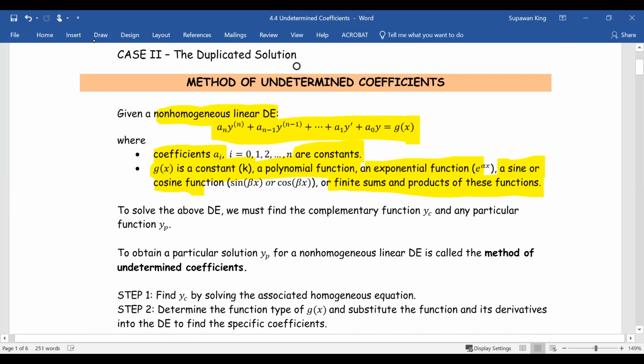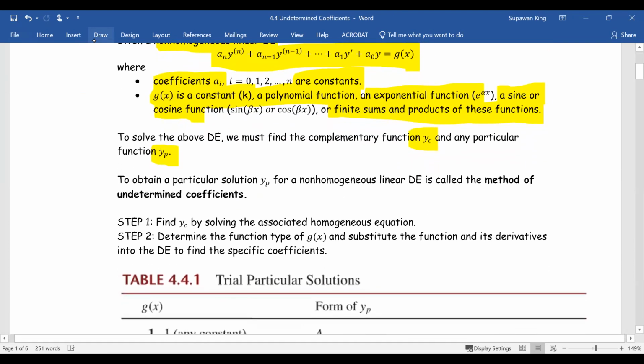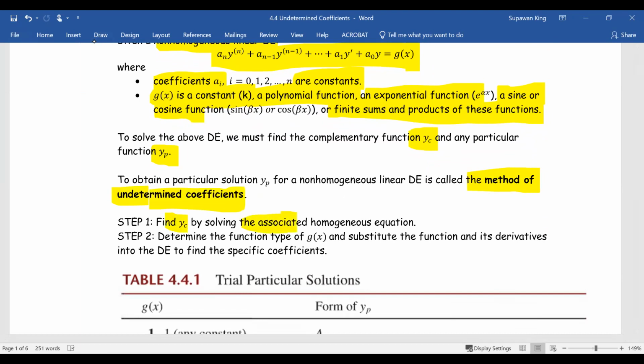To solve the above differential equations, we must find the complementary solution, which is yc, and the particular solution, which is yp. Obtaining a particular solution yp for the non-homogeneous differential equation is called the method of undetermined coefficients. Step 1, we find yc by solving the associated homogeneous differential equation. Step 2, we determine the function type of g(x), and then substitute the function and its derivatives into the differential equation to find the specific coefficients.